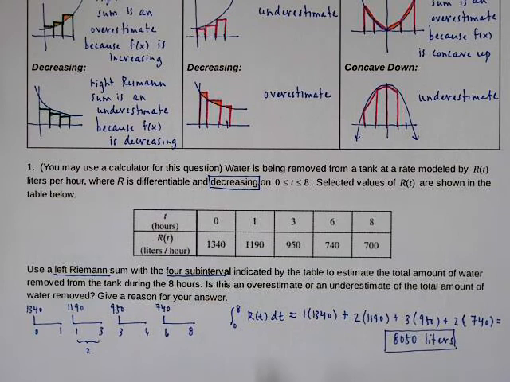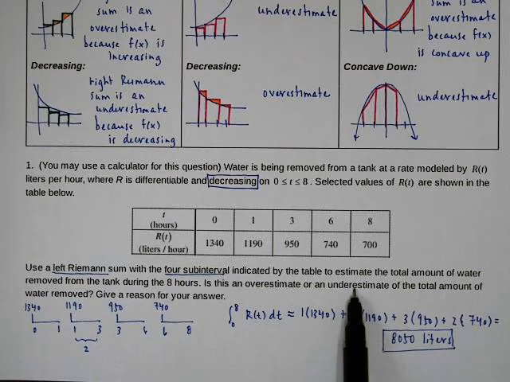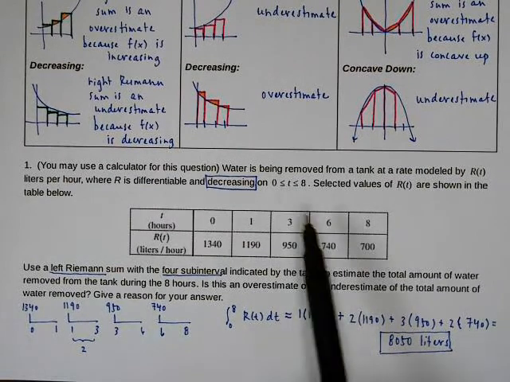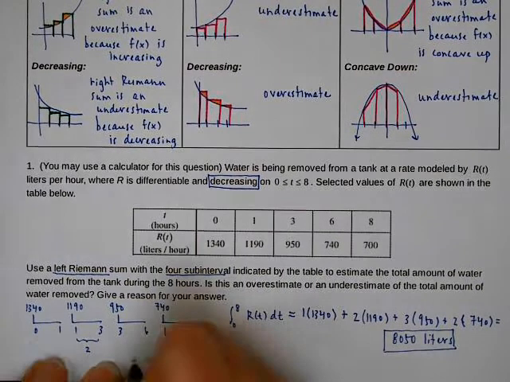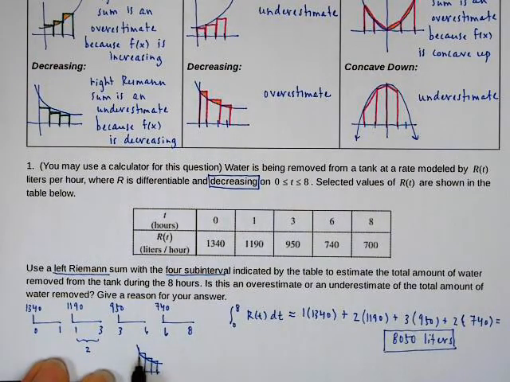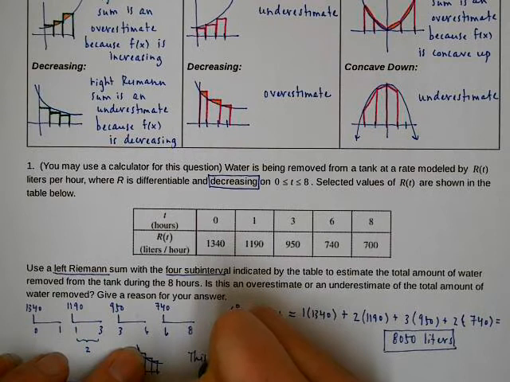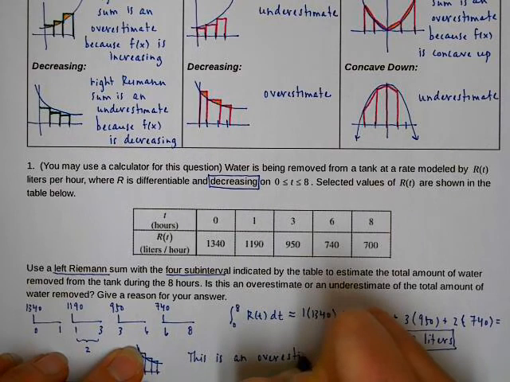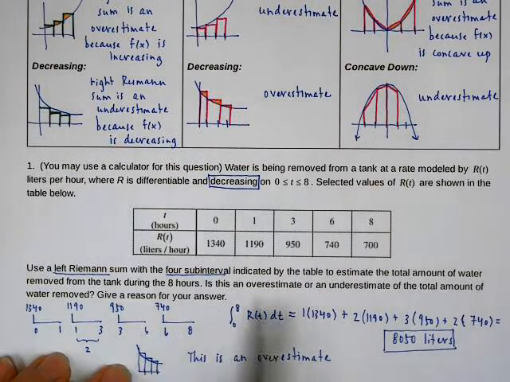So again, when they're asking over or underestimate, I know I have to think about whether the function's increasing or decreasing. In this case, it tells us it's decreasing. So all I'm going to do is just sketch some generic decreasing graph. Put in some subintervals and sketch. If I'm using a left Riemann sum, I know it's going to look something like this, and I can see those areas lie above the curve. So I would say that this is an overestimate. So that's my answer. It's an overestimate.